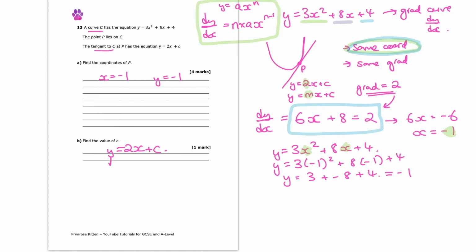So if we substitute that in, so we know that y equals minus 1, and we also know that x is minus 1, we would get minus 1 equals minus 2 plus c. Rearranging that to get c as the subject, we get c equals 1. And that there is the solution for this question. We get that c equals 1. Perfect. So I hope that made sense there. Let us now have a look at the next question.